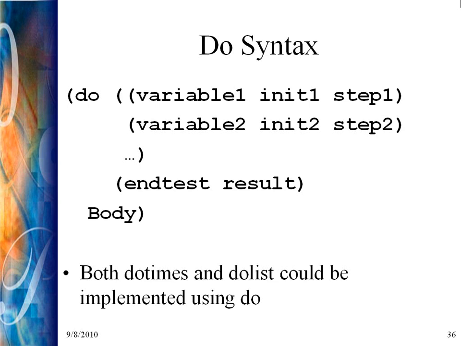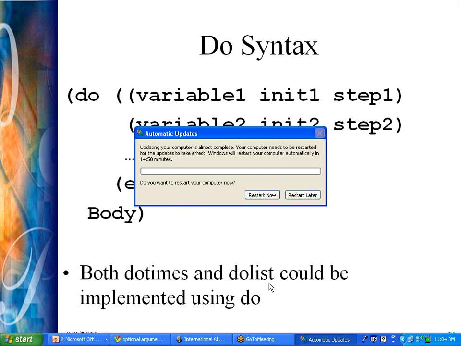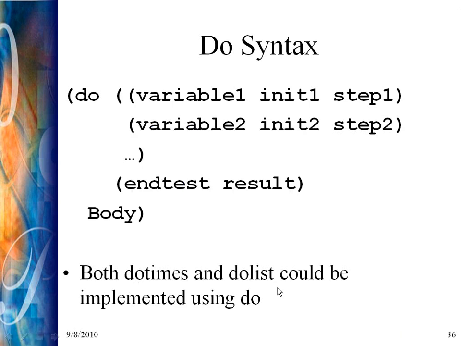So again, here is the syntax: variable, the initialization form, the step form. The step form is optional. If you leave it out, the variable keeps the initial value forever. Then an end test, a result, and the body. If you think about it, you could implement either dotimes or dolist using do.